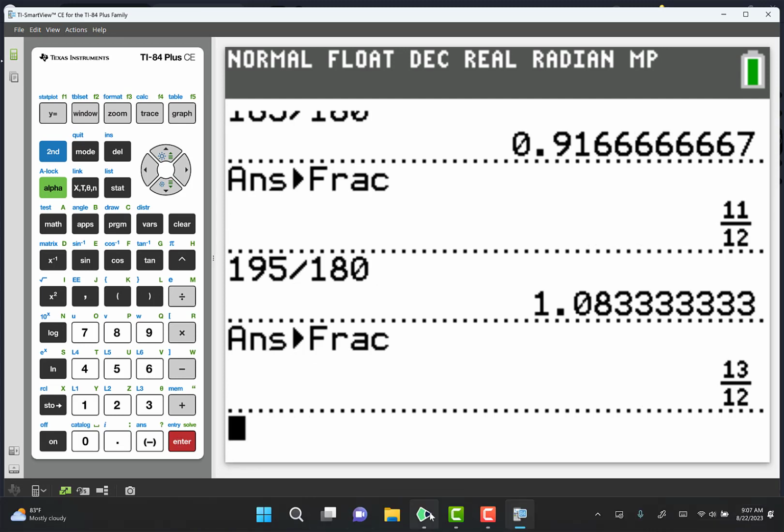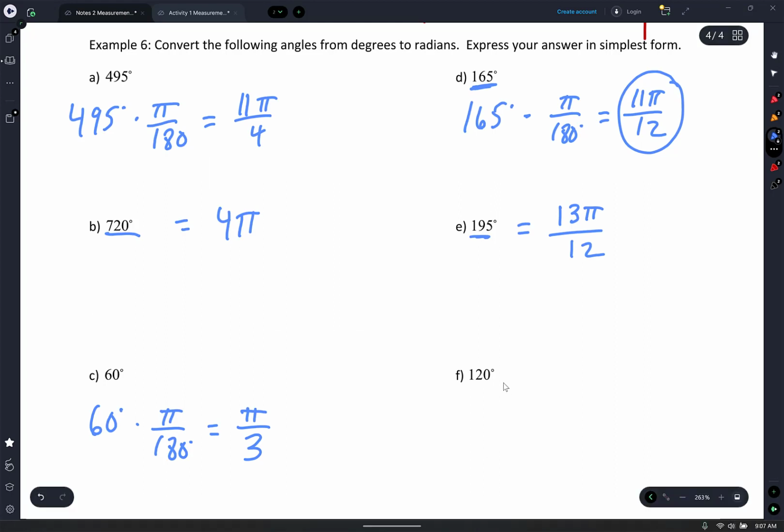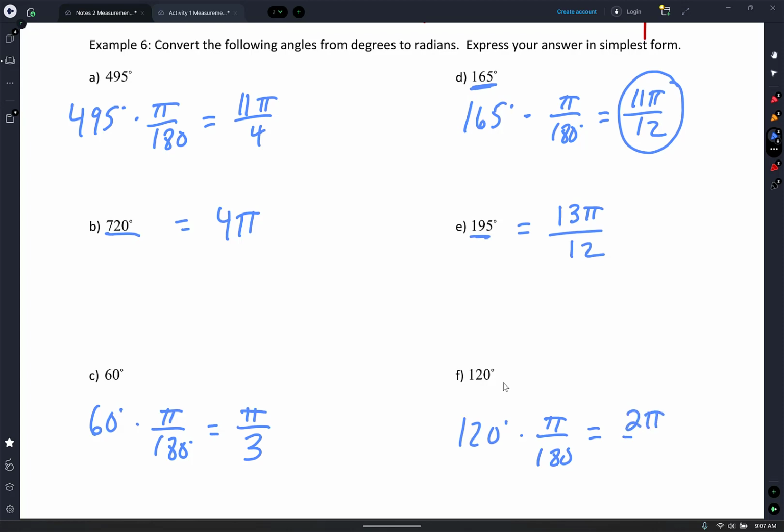All right. Finally, the 120. 120 degrees times pi over 180. I know that 6 goes into 12 twice, and 6 goes into 18 3 times. So this has to be 2 pi over 3. How do we feel? Okay.